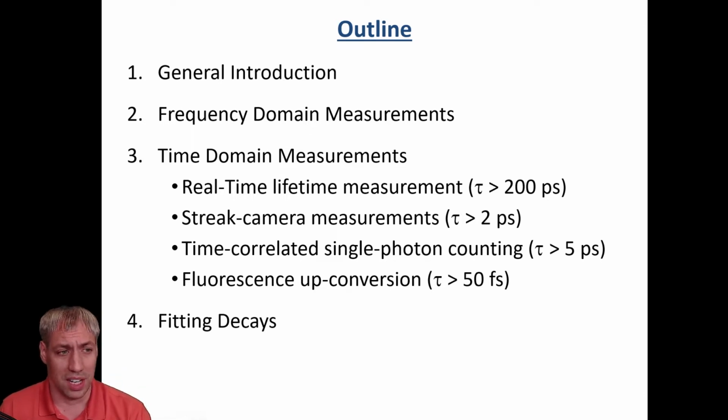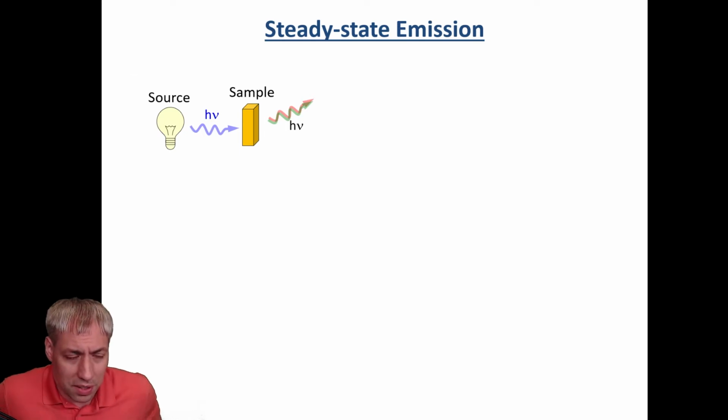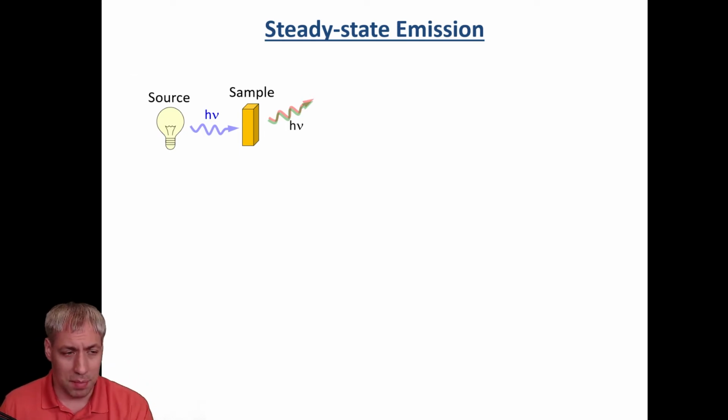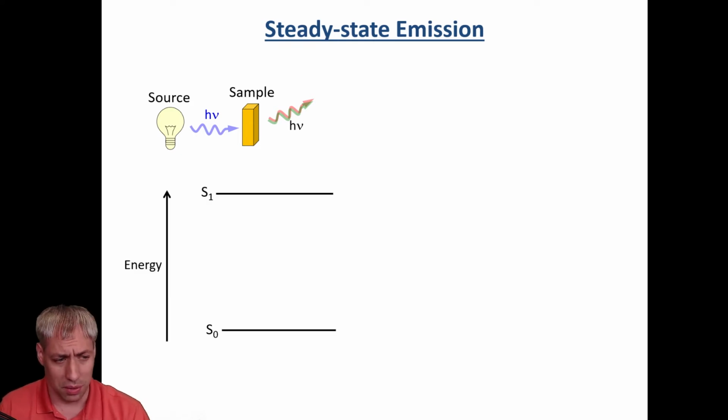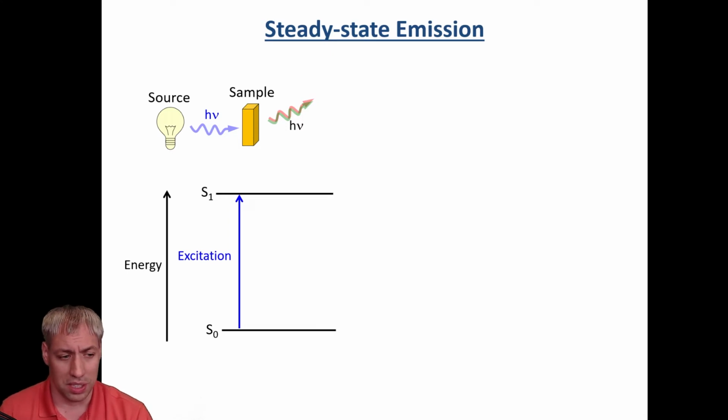And so when you talk about emission, steady state emission is the simplest measurement. It's very common to do. It's undergraduate general chemistry or analytical chemistry labs, where you essentially shine light on the sample and see what color the sample glows. And so putting this in a Jablonski diagram, we effectively excite the molecule or material from the ground state to an excited state, S0 to S1.